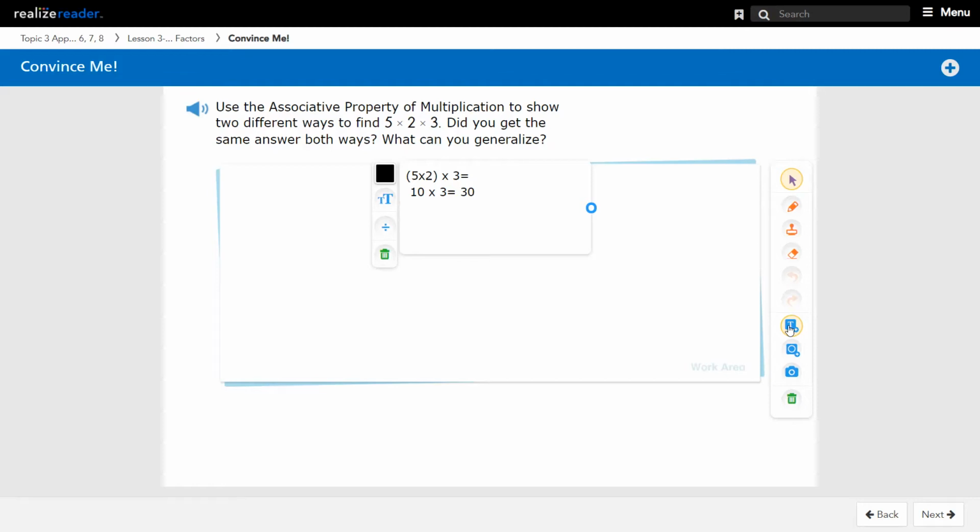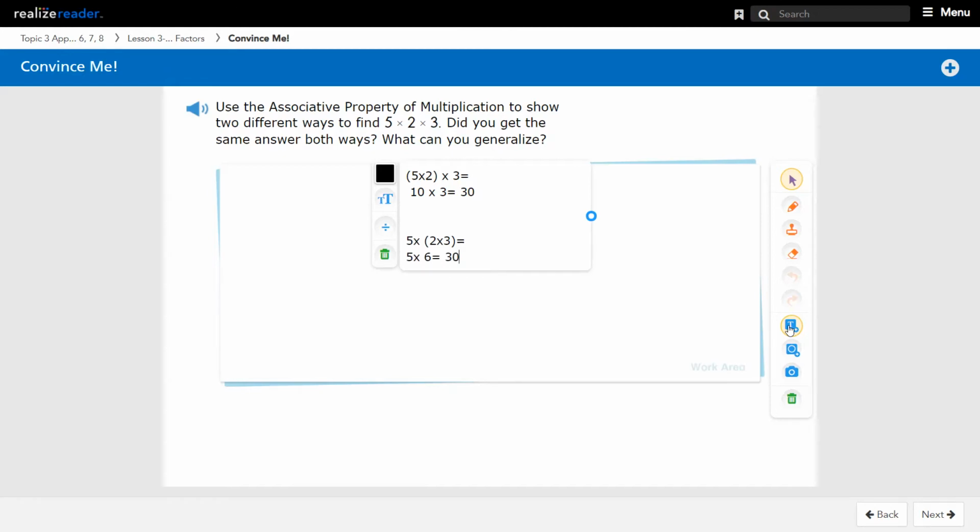Instead of doing 5 times 2 first, let's try doing the 2 times 3 first. So we'll bring down the 5, and then we'll group 2 times 3 to find our answer. Since we haven't used the 5 yet, we're going to just drop that down. So 5 times whatever the product of 2 times 3 is. Now I know 2 times 3 is equal to 6. So 5 times 6 I know will also give me 30.